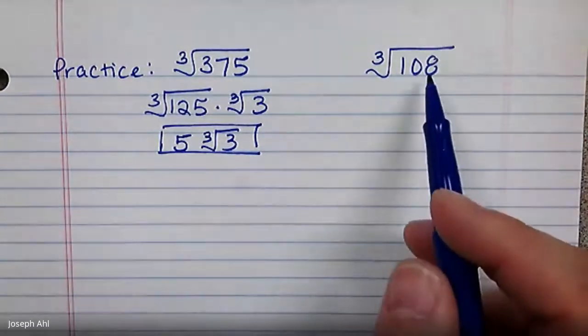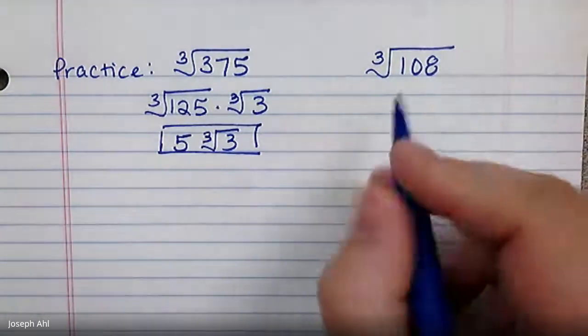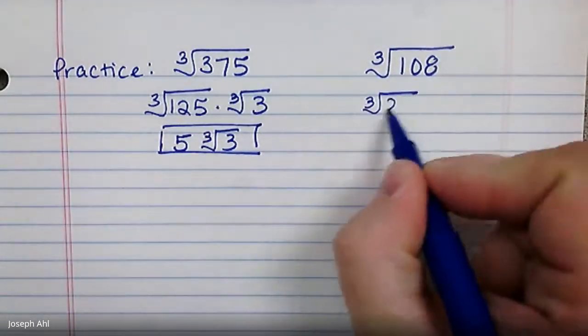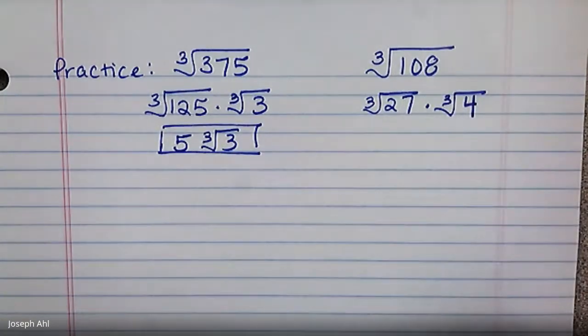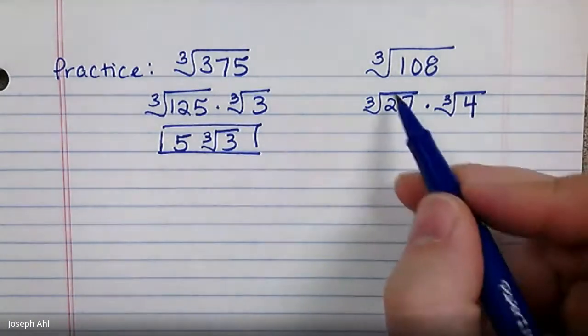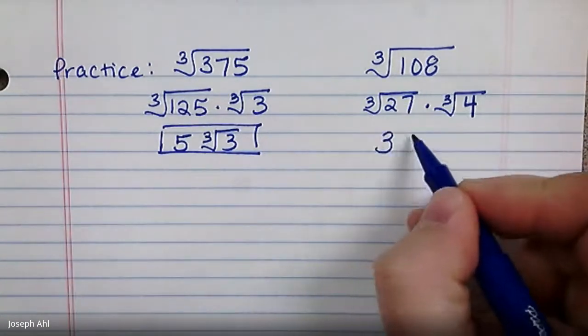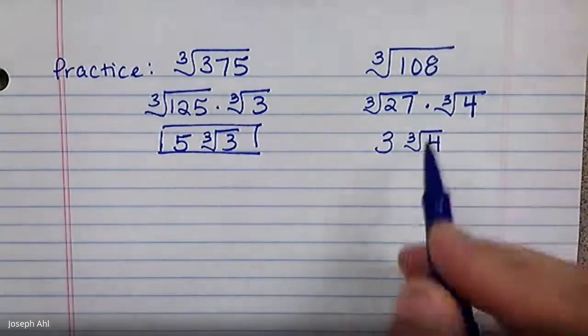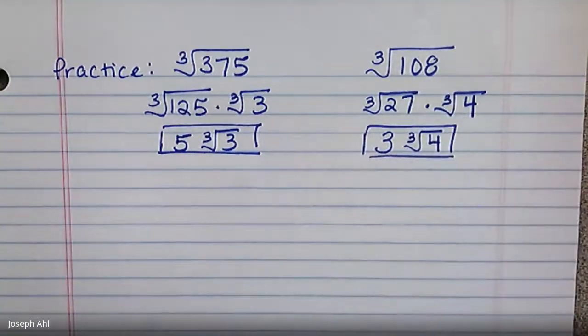All right, cube root of 108. Similarly, if I look at that list and think about, hey, what goes in nicely to 108? It winds up being 27. And 27 goes in 4 times. So if I break it down to cube root 27 times cube root 4, the cube root of 27 is 3. And the simplified form of the cube root of 108 is 3 times the cube root of 4.